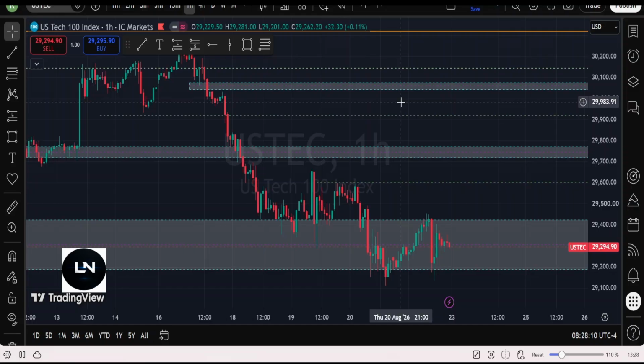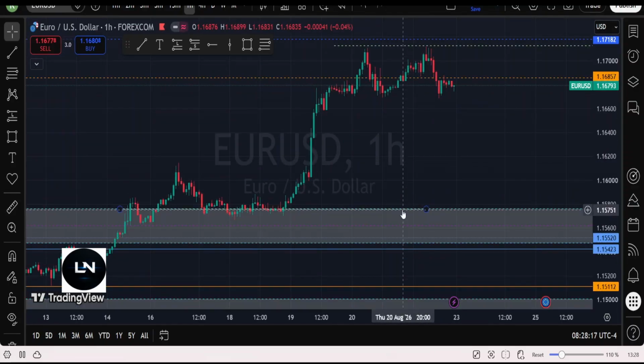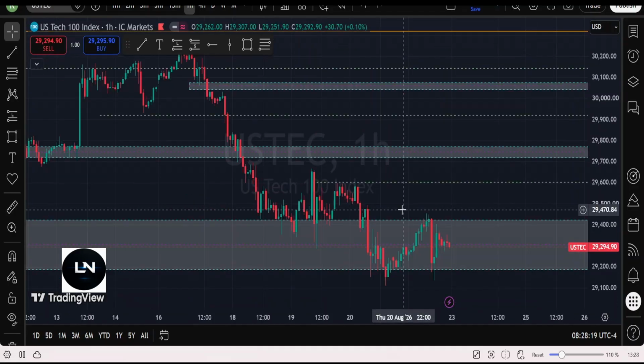Remember, it's not about prediction of the price. It's about mapping liquidity first and also following structure over speculation.